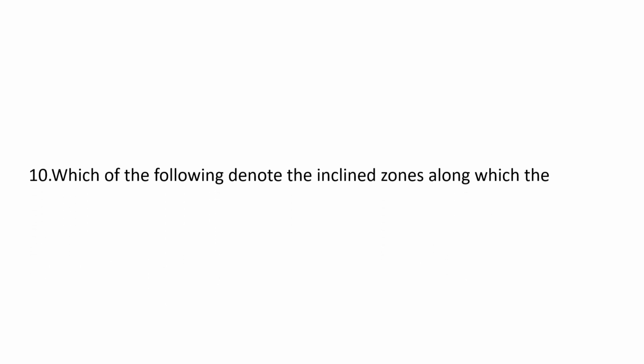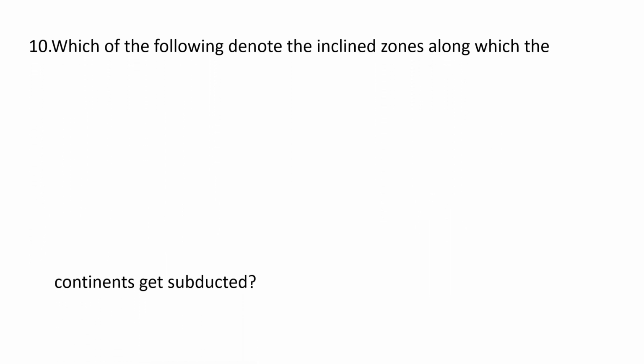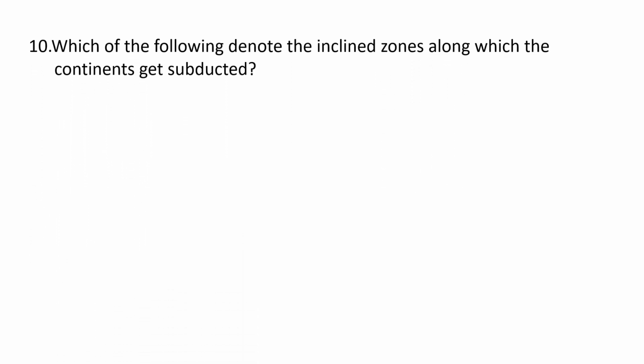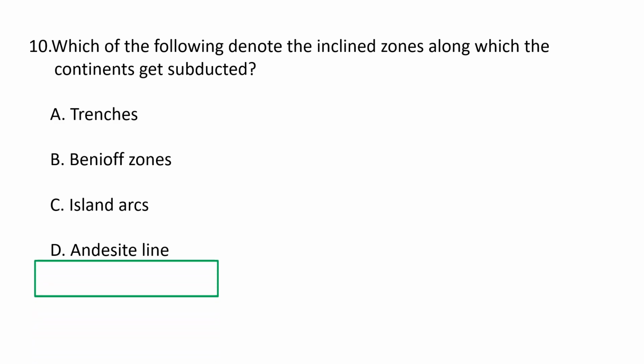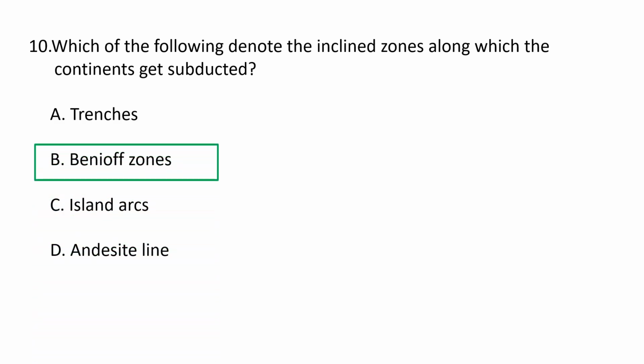Next question. Which of the following denote the inclined zones along which the continents get subducted? A. Trenches, B. Benioff zones, C. Island arcs, and D. Andesite line. The Benioff zone, sometimes referred to as the seismic zone or a seismic plane, is a dipping planar concentration of earthquake hypocenters which extends up to 700 kilometers into the Earth. B, Benioff zones, is the correct answer.